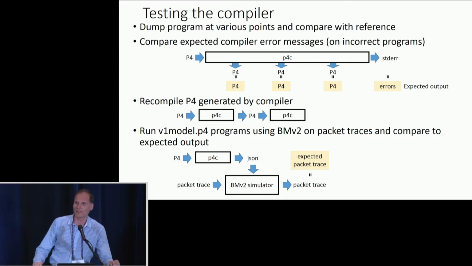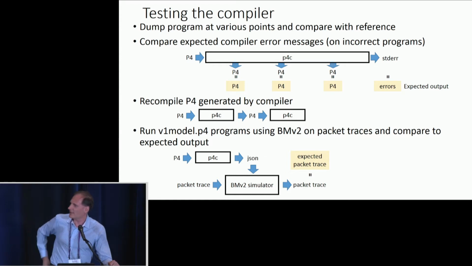So we do this also for the standard error. So sometimes your compiler is supposed to fail. It means it's supposed to reject the program which is incorrect. So we have a lot of negative tests. And for those, we also check that the compiler will continue to give the same errors when you change your compiler structure. Also, because we can generate P4 out of the transformations, we can recompile the generated P4. So that's another form of self-validation.